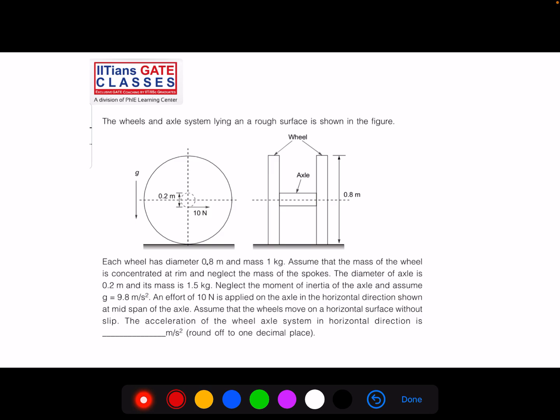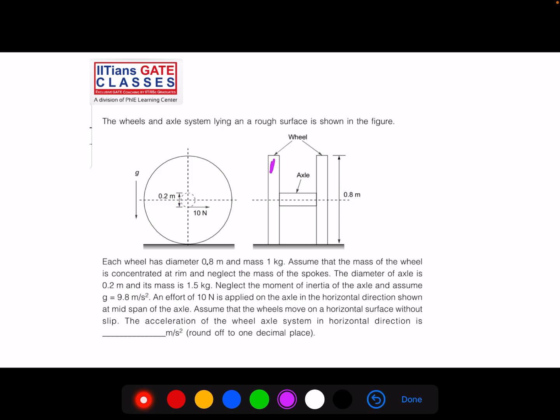So what is given in the question? The wheels and axle system lying on a rough surface is shown in the figure. Each wheel has a diameter of 0.8 meter, right? Means this is, okay, it is already shown here, right? It is 0.8. Okay. And mass of 1 kg. So each wheel, there are two wheels, you can see there are two wheels, right?